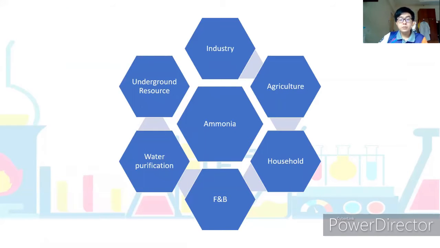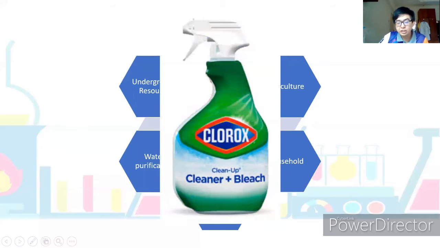When we come to the household, about 5% of the produced ammonia is used in the household area as a stain removal agent. And even in the industrial sector, we use about 25% of our produced ammonia also in removing stains. This is because ammonia is very corrosive and it helps to clean up all these things. A good example which we see every day would be this, or bleach, Clorox in the common name.